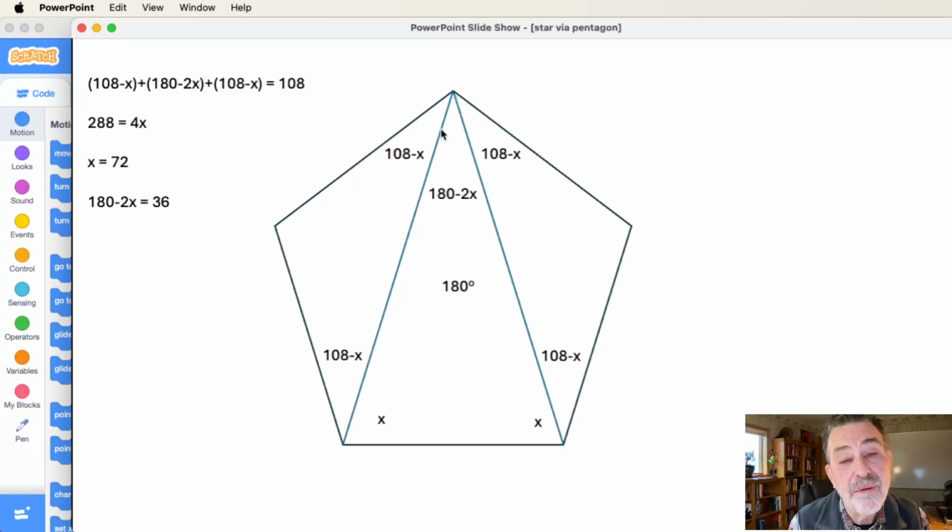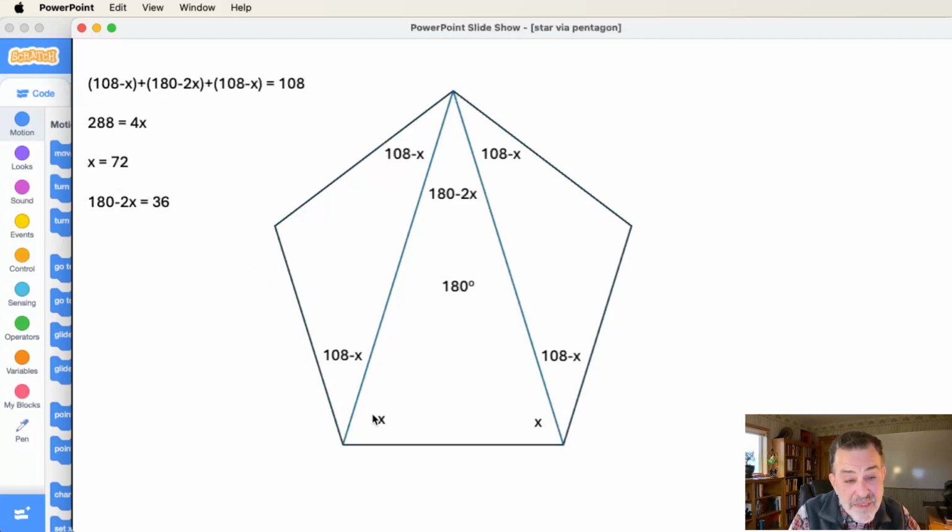Now look at the top angle. We've got 108 minus X for this piece of it, we've got 180 minus 2X for this piece of it, and we've got 108 minus X for this piece of it. And overall, that is the angle of the pentagon at the top. That's 108 degrees. So there's an equation I can solve. I can collect all my like terms, all the numbers go together to be 288. I can combine all the X's that go together. There's 4 X's, and setting it up as an equation to solve for X, 288 is 4X, and that gives me that X is 72.